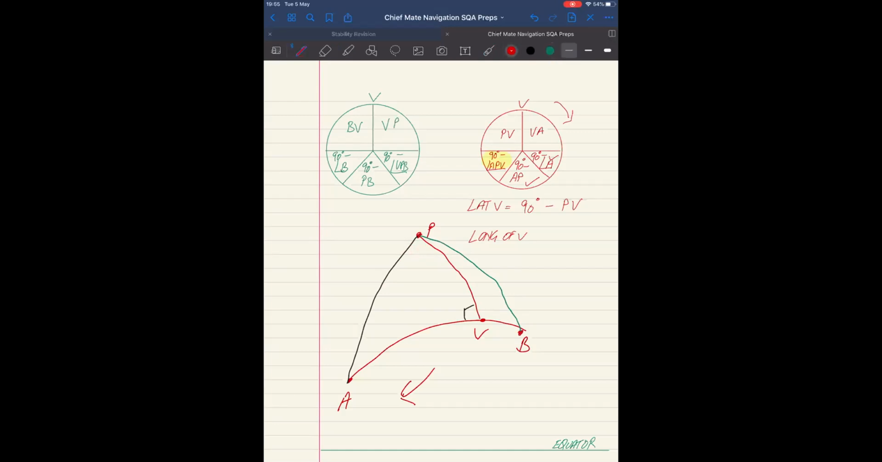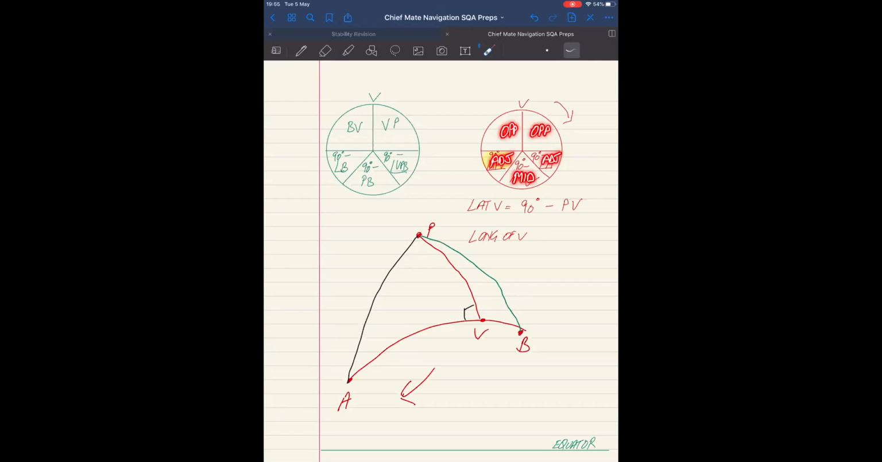Now to calculate this, as I said, if we know any two of these values, using those two values we can find out the remaining three things in the Napier's wheel. So I would say this is my mid part. This becomes my adjacent. This will also become my adjacent. This will become my opposite, and this will become my opposite.